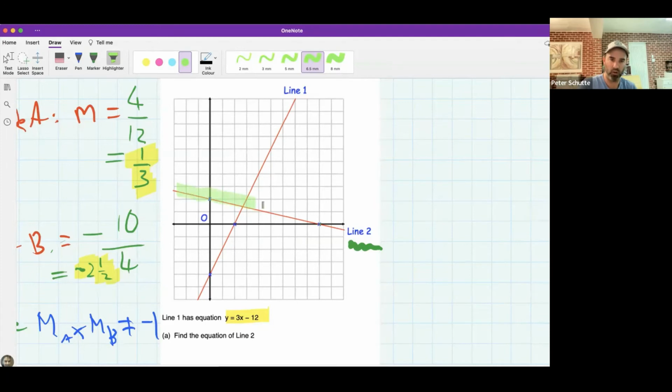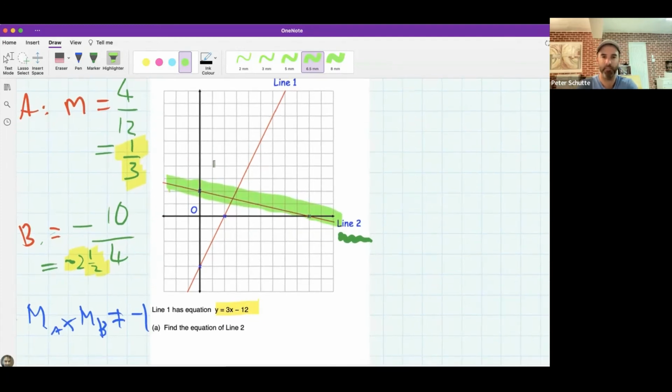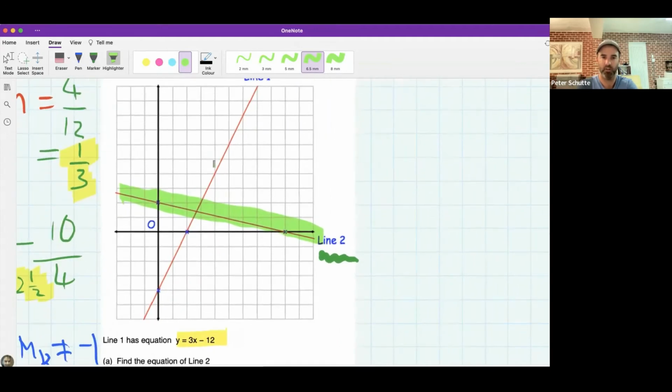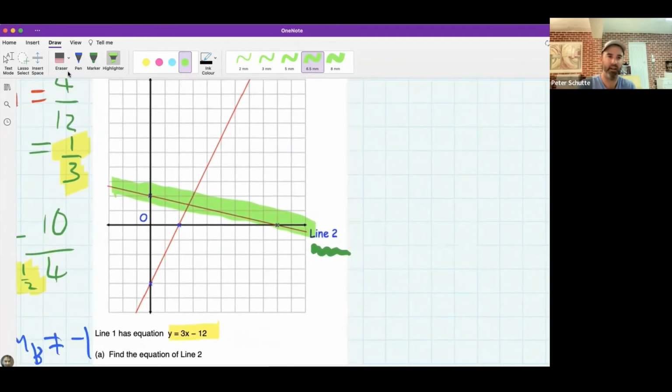I want you to find the equation for me of that green line. I'm just going to zoom in a little bit so that your focus is completely on that. And all I'm going to suggest is that this point over here, do you know what that point is? And do you know what that point is? Can you read it off?